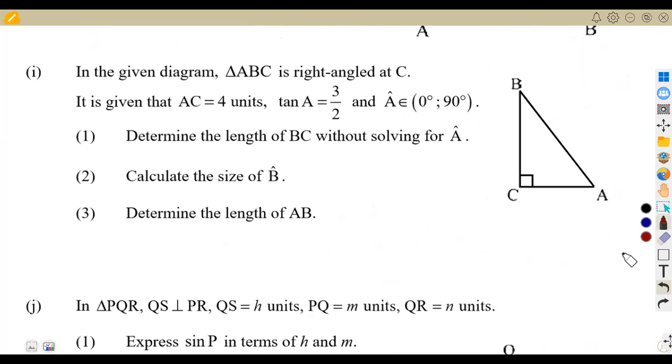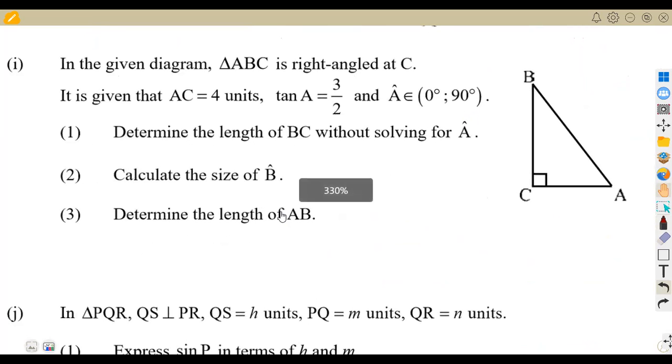Then on item I, in the given diagram, triangle ABC is a right angle triangle. As you can see, it is given that AC is 4 units, from A to C, it's 4. And tan A is given as 3/2, and angle A is between 0 and 90. Angle A is an acute angle. Definitely, guys, it's inside a right angle triangle, so there's no way A can be more than 90.